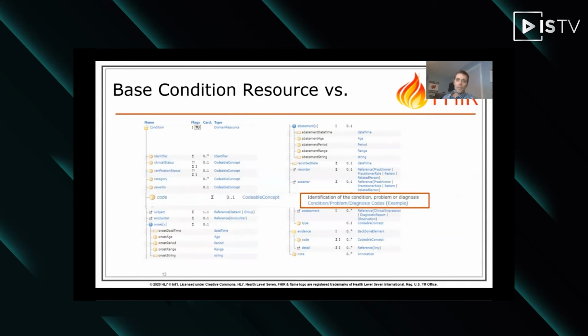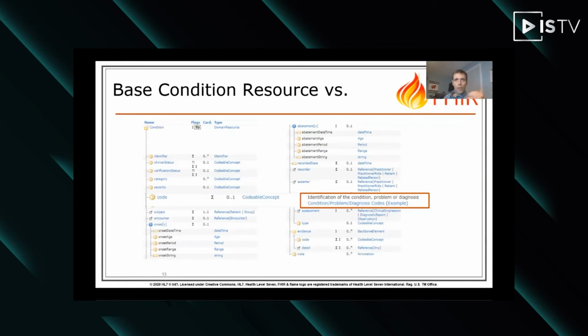If you look at it, I just zoomed in here a bit, the code element has a binding of example. Example means it's purely to give some guidance to the developer, but actually has no bearing on what is required of their system. And so people could send their own local hospital code in this, and that would meet the base FHIR standard.